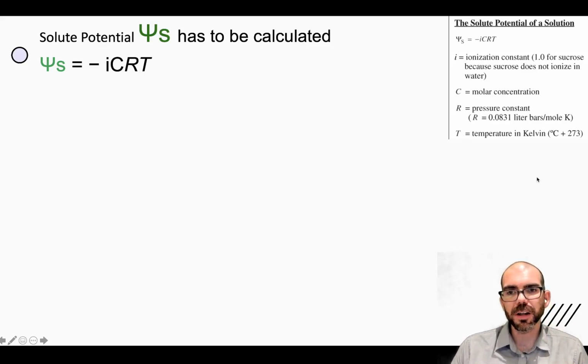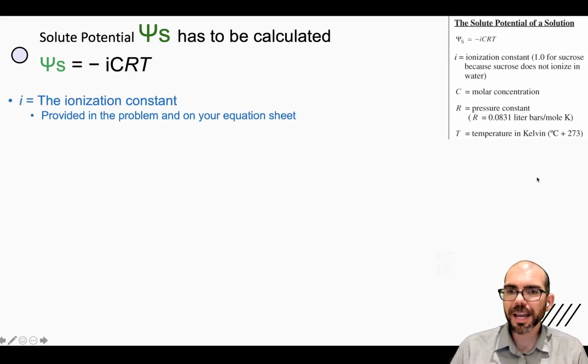Let's break down what each letter means. The lowercase i stands for the ionization constant. This typically is provided to you in the problem and may even be provided on the equation sheet. The equation sheet lets you know that if you have a sugar solution, the ionization constant is 1.